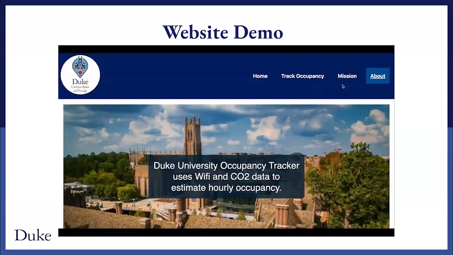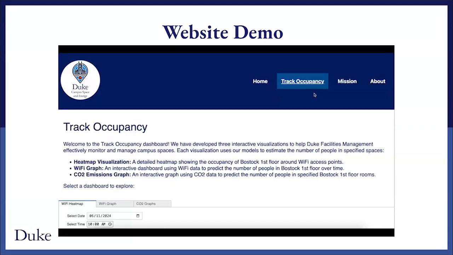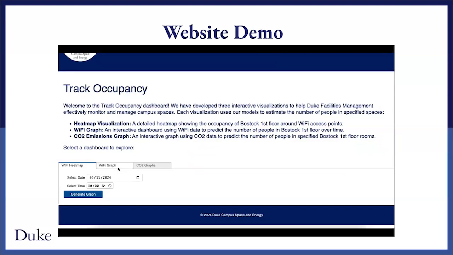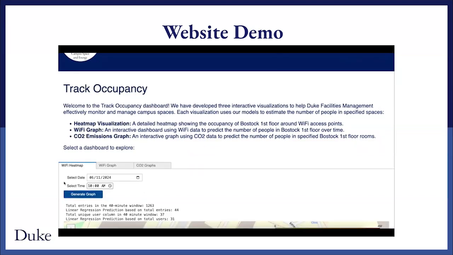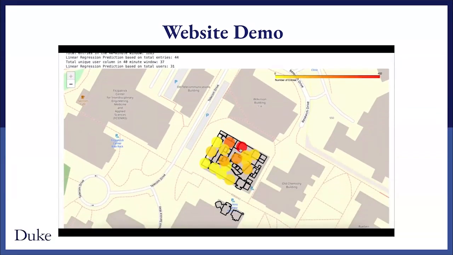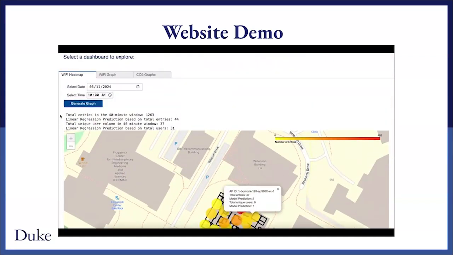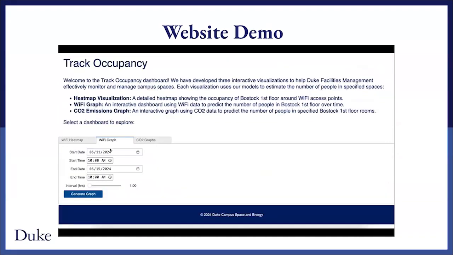And then finally, we have our most important page, which is our track occupancy page. This has all of our dashboards, the first one being our heat map, which we built. And this just displays a heat map of the Bostock building. And it has all of the access points as little semicircles, which you can click on to get a better reading of where people are at that specific time.